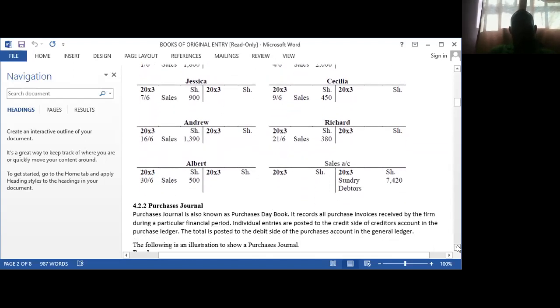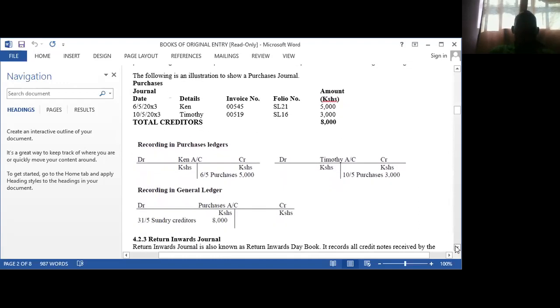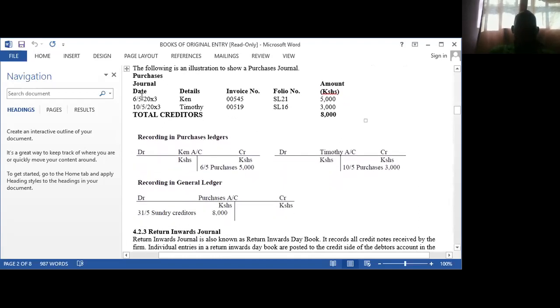Another book of original entry is what we call the purchases journal. The purchases journal now records credit purchases only. And in that case, the source document for the purchases journal is going to be incoming invoices or invoices received. Remember, for the sales, we said it's outgoing invoices or invoices issued. In the same manner, you'll find that the purchases journal is going to be prepared almost the same way. We are going to have the date, details, invoice number, folio, and the amount.